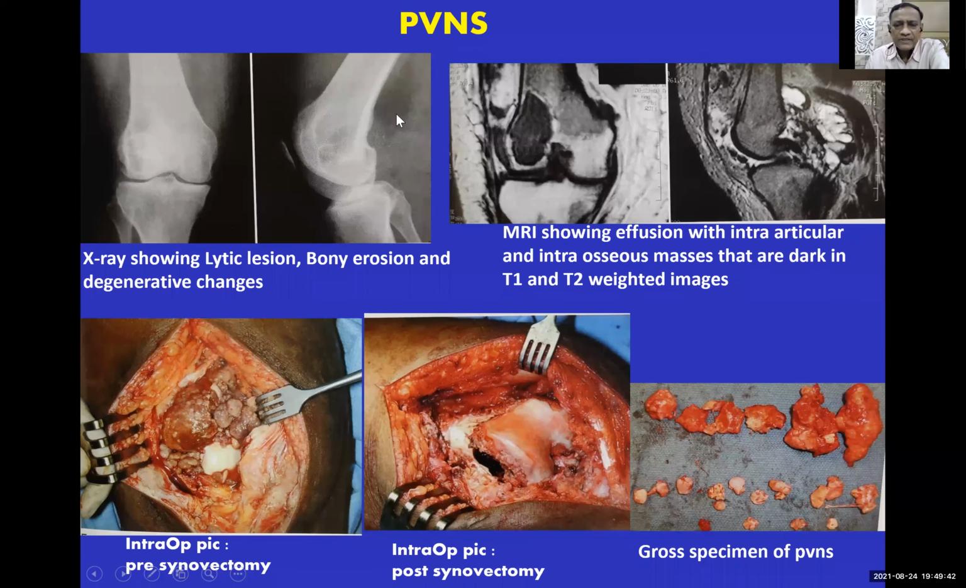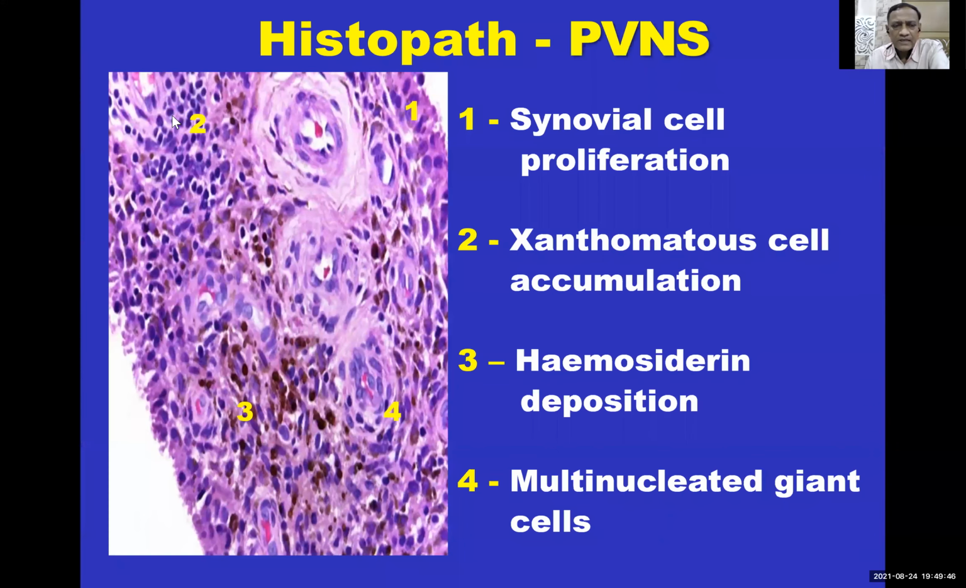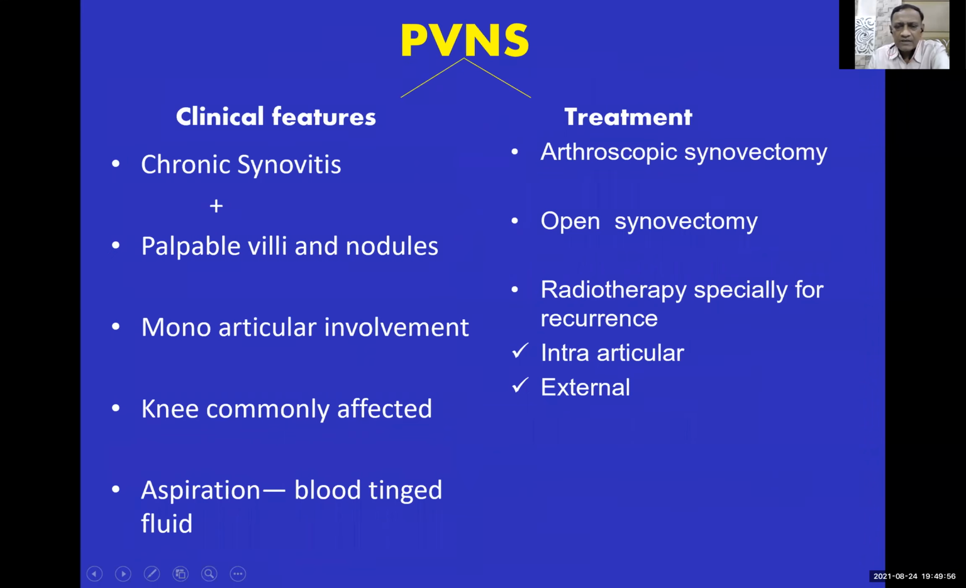Histopathology, there are four features. One is the synovial cell proliferation. Second is the xanthomatous cell accumulation. Third is the hemosiderin deposition. And fourth is multinucleated giant cells. Clinical picture and arthroscopy, they may ask you. Treatment is arthroscopic synovectomy or open synovectomy. If it recurs, then radiotherapy can be given.